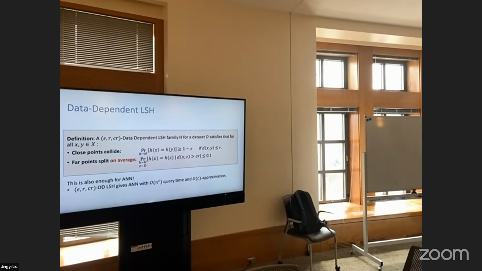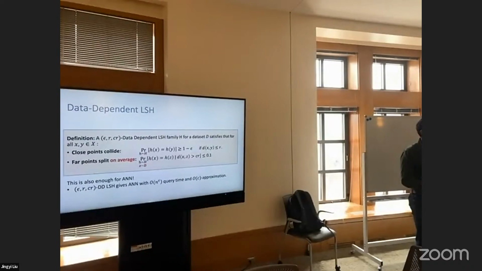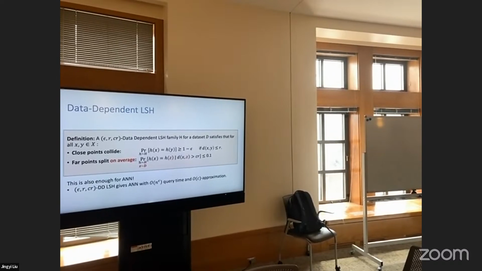And this seems like a weaker condition, but it turns out it's just enough. It gives you the same reduction to nearest neighbor search. If I gave you one of these contraptions, you can get the same reduction to nearest neighbor search with an n to the epsilon query time and a C approximation. So if we're just worried about nearest neighbor search, this is just as powerful as data independent LSH. But we have a lot more power in designing the algorithm because we can mold our hash family to the data set, which is still worst case, and exploit the structure of that data set, and that's what we're going to try to do.